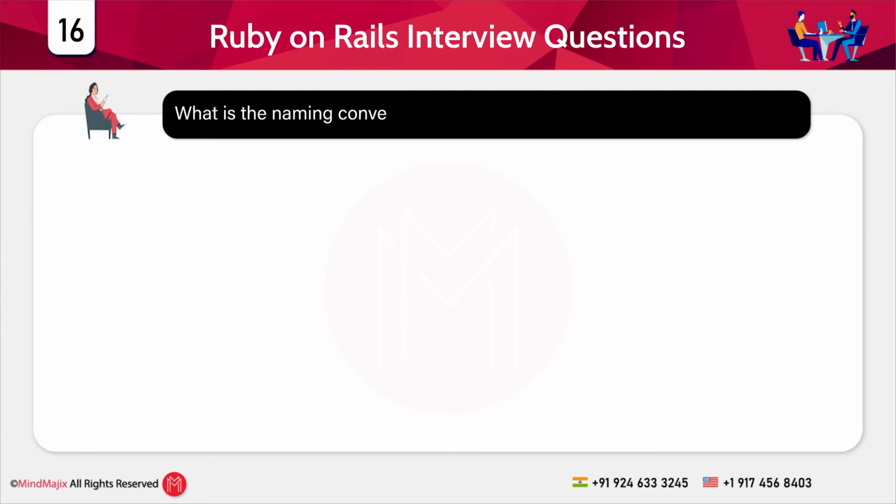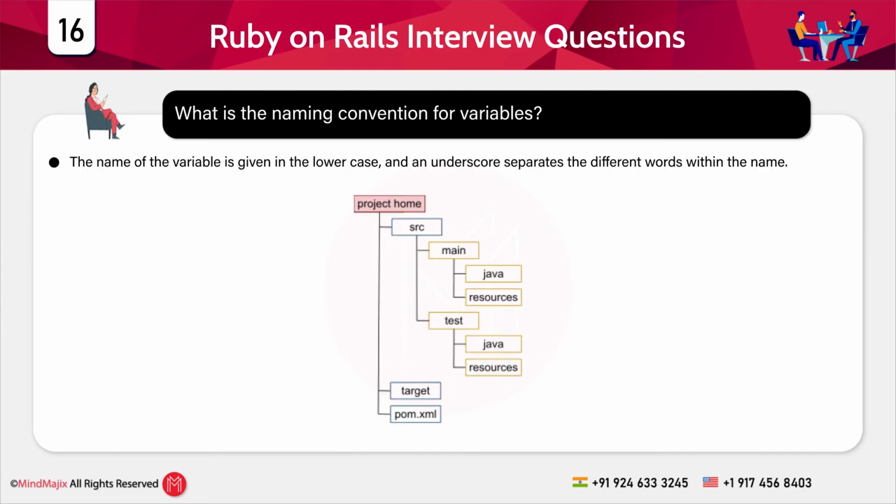What is the naming convention for variables? So for creating variables, there are some rules. The name of the variable is given in lowercase and an underscore separates the different words within the name.